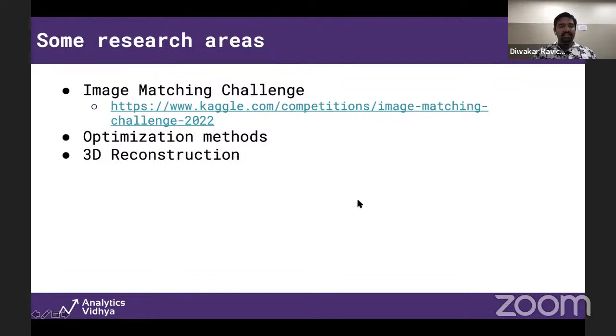And the second thing is some research areas. You can have a look at the image matching challenge and some recent papers from CVPR. I think in 2022, the best paper award went to an optimization method that they described. I think the title was Learning to Solve Hard Minimals.